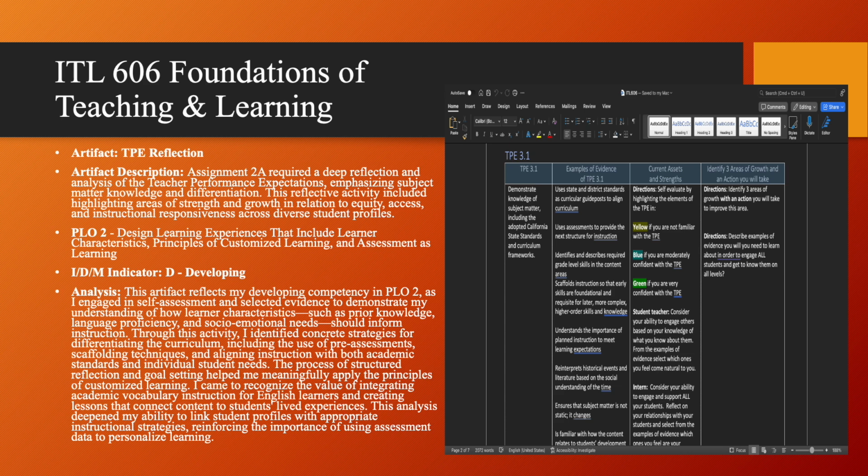I came to recognize the value of integrating academic vocabulary instruction for English learners, and creating lessons that connect content to students' lived experience. This analysis deepened my ability to link student profiles with appropriate instructional strategies, reinforcing the importance of using assessment data to personalize learning.